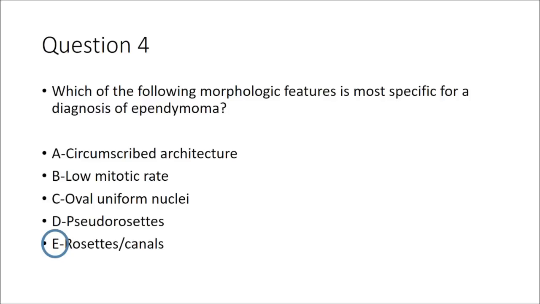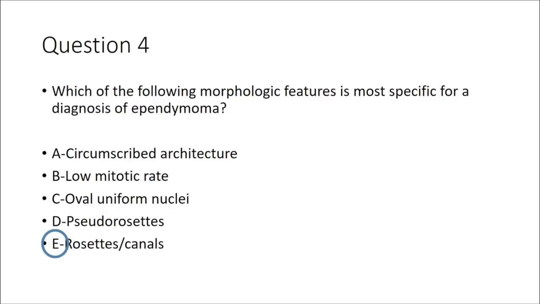We spend a lot of time talking about pseudorosettes because it's the most common feature. So it's more sensitive in some ways. If you want to use the language of sensitivity and specificity, you see it in most ependymal tumors. It's something that catches your attention. But what is most specific? You can see pseudorosettes in embryonal tumors and astrocytic tumors. You can see it in other tumor types.